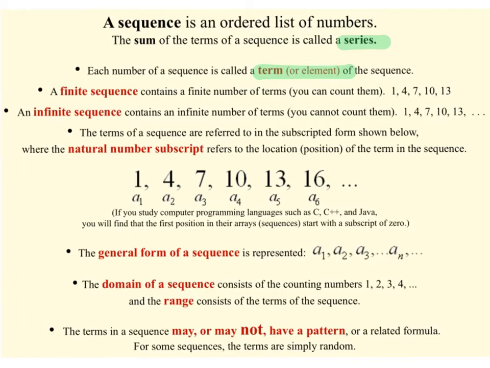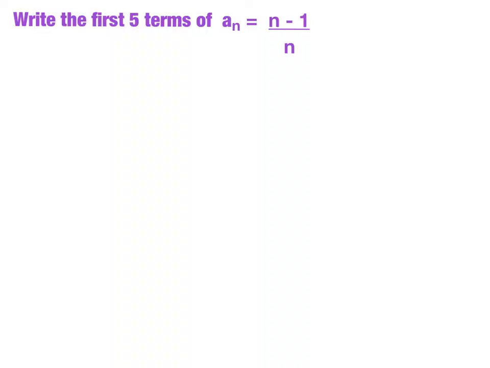Something else to know, the domain of a sequence consists of counting numbers 1, 2, 3, 4. So the domain of a sequence is the set of positive integers, and the range consists of the terms in the sequence. A sequence typically has a pattern, and you can define that algebraically with a function or equation, but sometimes you can't. What we're going to look at today are sequences and series that do have a pattern. Sometimes we're asked to write the first 5 terms or find the 4th term in a sequence. So it's really self-explanatory.